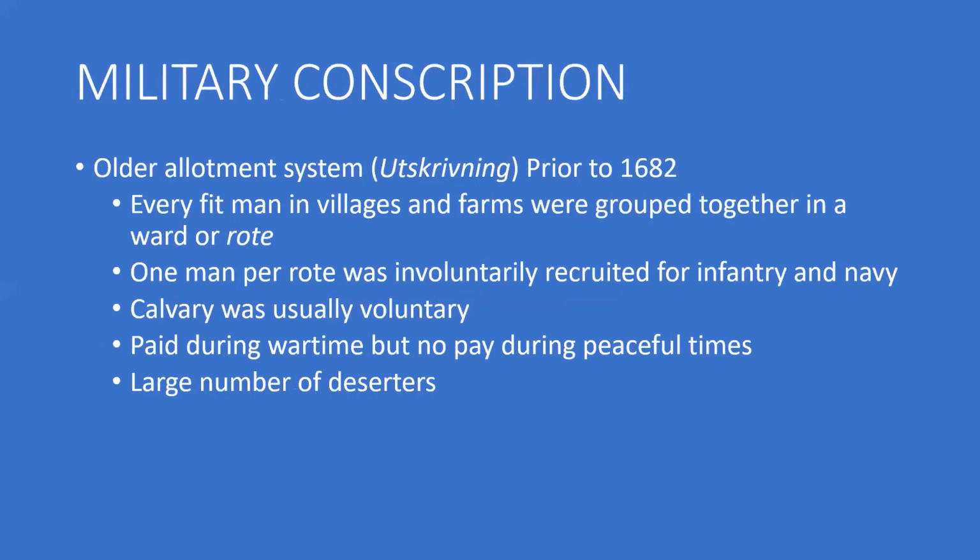Okay, prior to 1682, there was something that was called the older Allotment System, or utskrivning in Swedish. And this was every fit man in the villages and farms where they were grouped together in a ward or rote. And then one man was selected or involuntarily recruited for the infantry and the Navy. The cavalry was usually voluntary, and these people were paid during wartime, but no pay during peaceful times. And there were a large number of deserters.